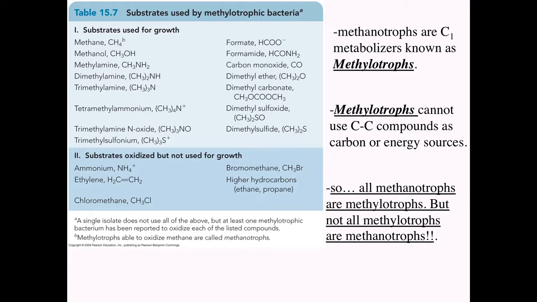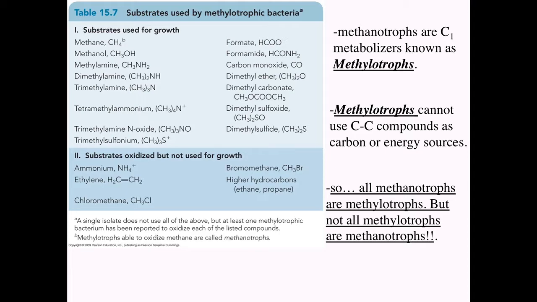It doesn't seem strange at first until you think about it, but these are organisms that can't break carbon-carbon bonds in their food. These are organisms that are dependent on C1 molecules, like methane, methanol, methylamine. These are organic molecules, but they don't have carbon-carbon bonds. So methylotrophs, by definition, are microbes that can't use carbon-carbon compounds as their energy sources, so they use C1. When we use the term methanotroph, we're talking specifically about a microbe that can use methane. So all methanotrophs are methylotrophs, but not all methylotrophs are methanotrophs, because there are some that will use trimethylamine or methylamine, but not methane.